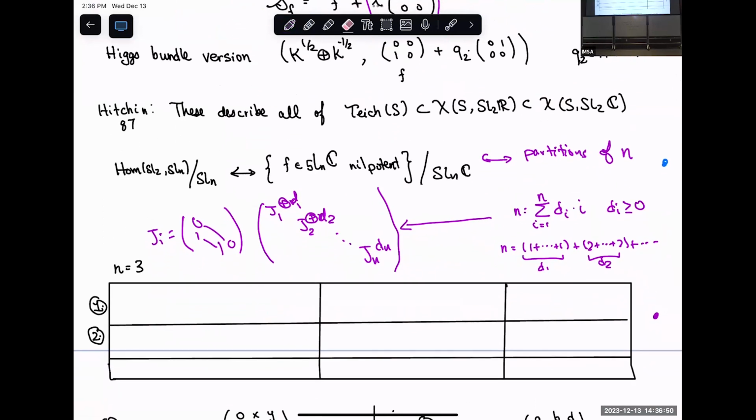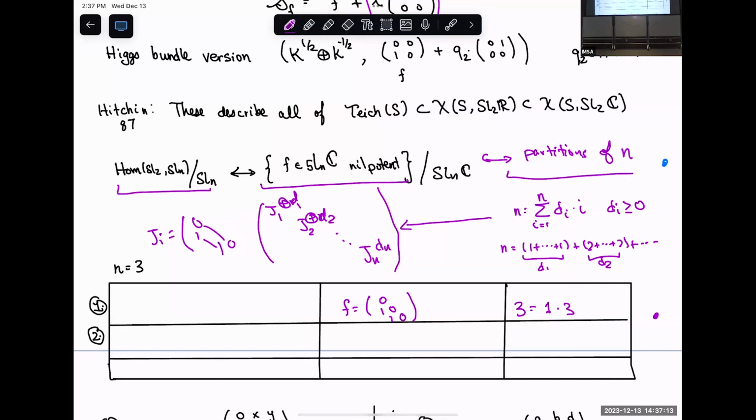Let's see what happens in some small cases. For n equals 3, 3 is 1 times 3. This, we've seen, is the principal nilpotent. So in this case, F is 0, 0, 0, 1, 0, 0, 1, 0. And what is the SL2? These boxes are supposed to label these 3 parts that are in bijective correspondence. Well, I complete it to H, which is 2, 0, minus 2, and E, which is 0, 2, 0, I'm sorry, 2.